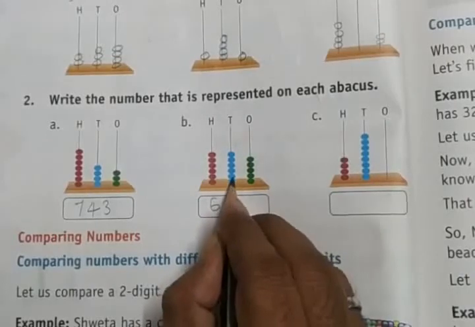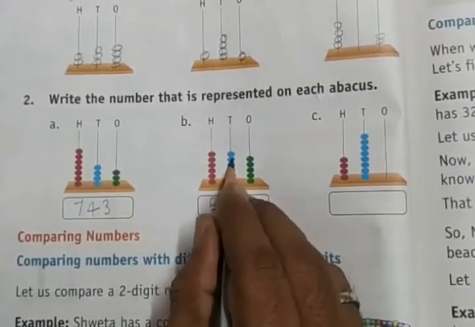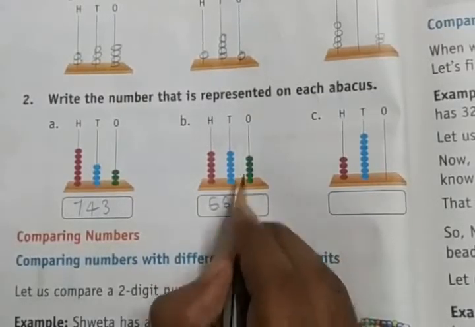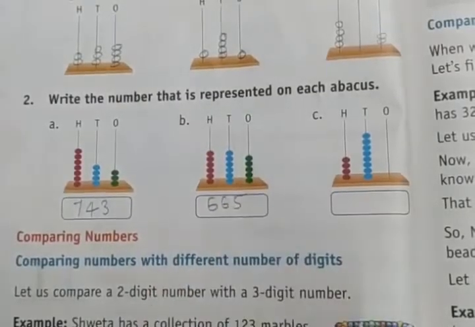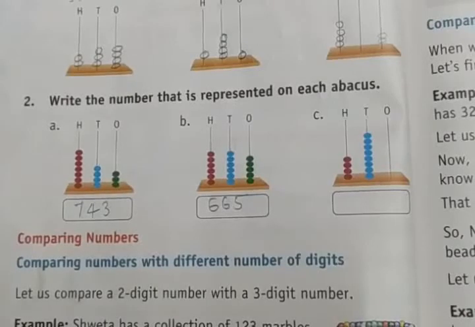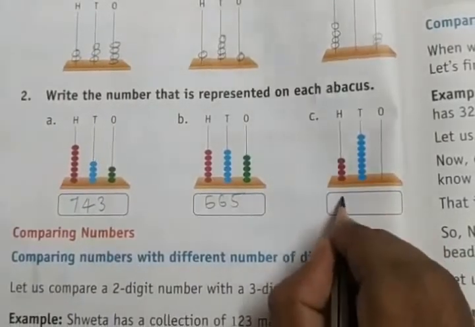600. 1, 2, 3, 4, 5, 6. 60. 1, 2, 3, 4, 5. 65. 665. Right? Now 1, 2, 3, 4.